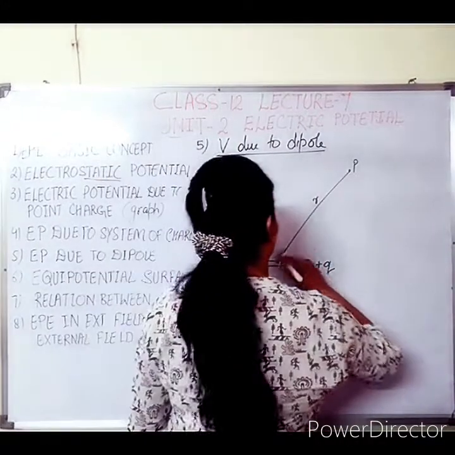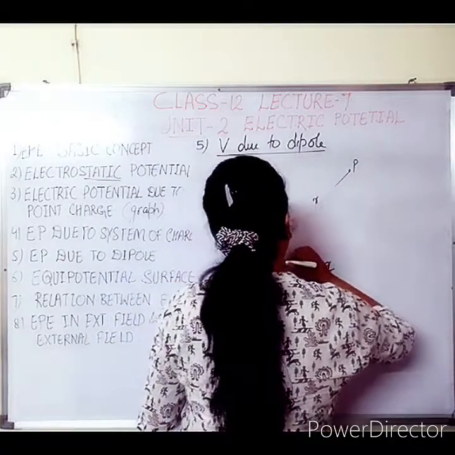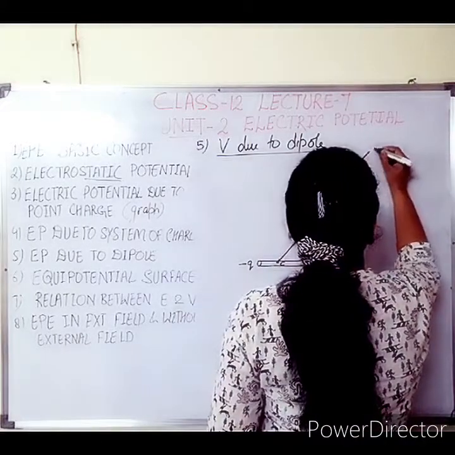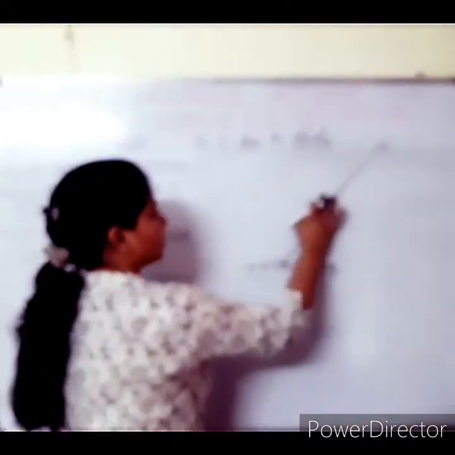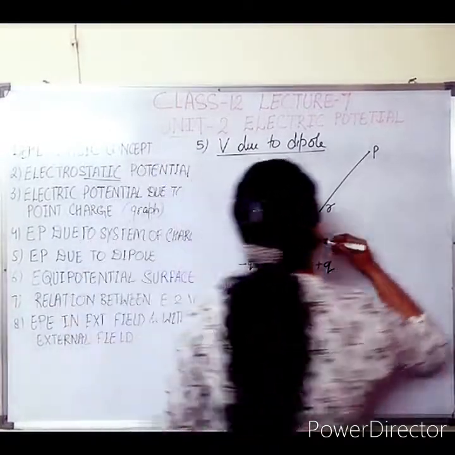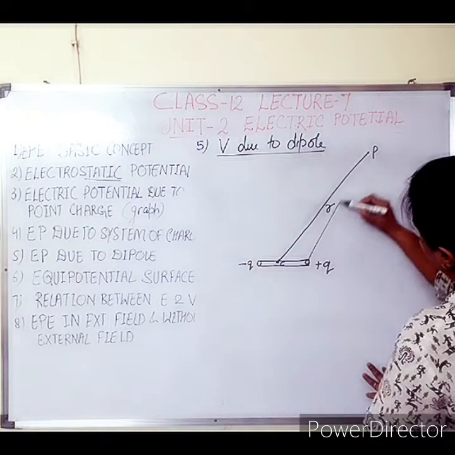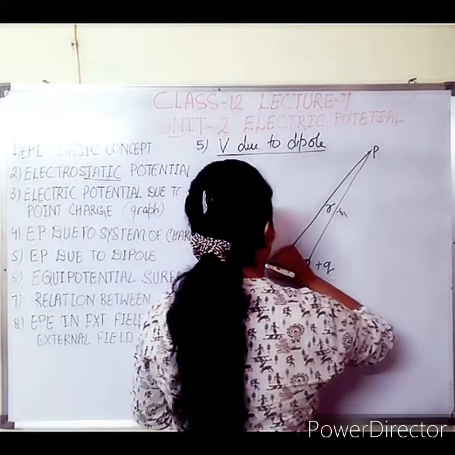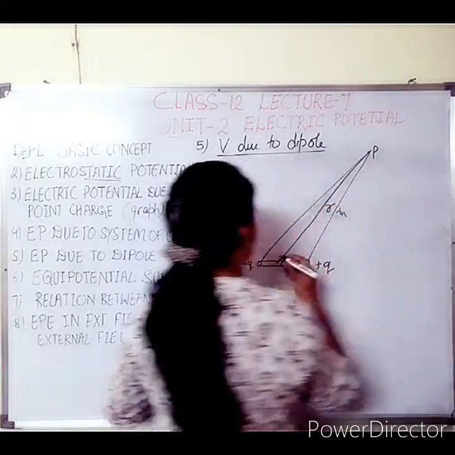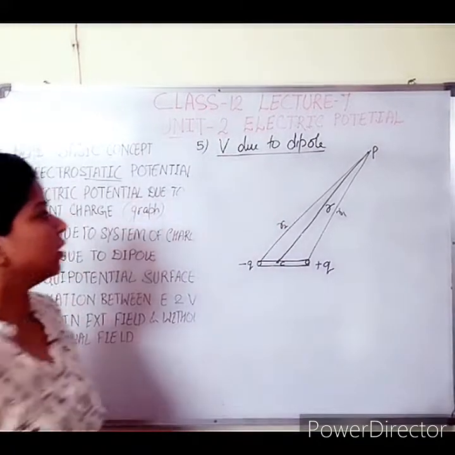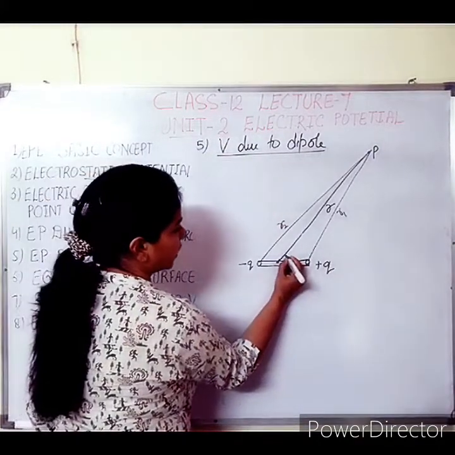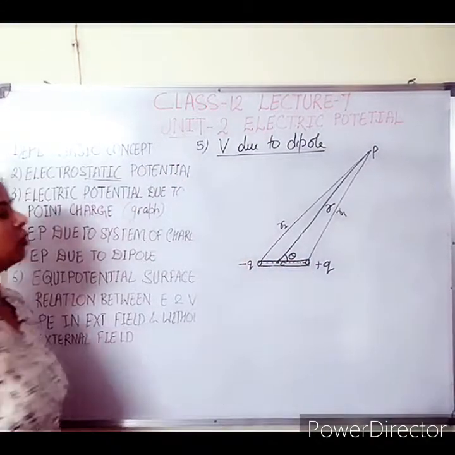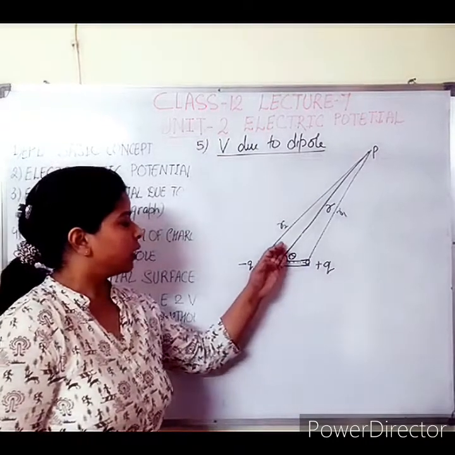We can take the two positions. So this is R, and now we will take the two cases: R1 for the plus charge and R2 for the minus charge. So these are the two positions, and this is making an angle theta. The position of point P from the center position is making an angle theta.